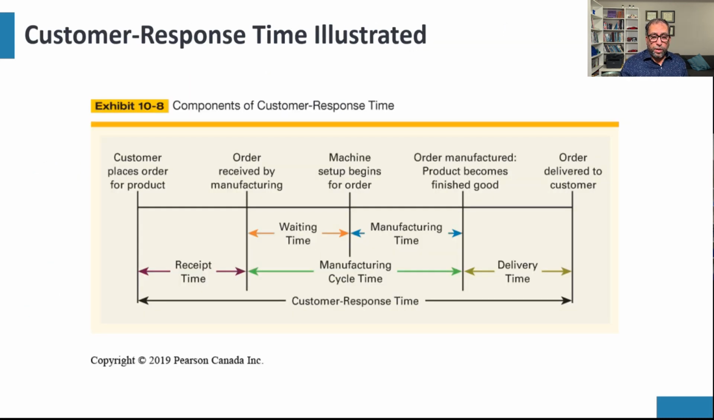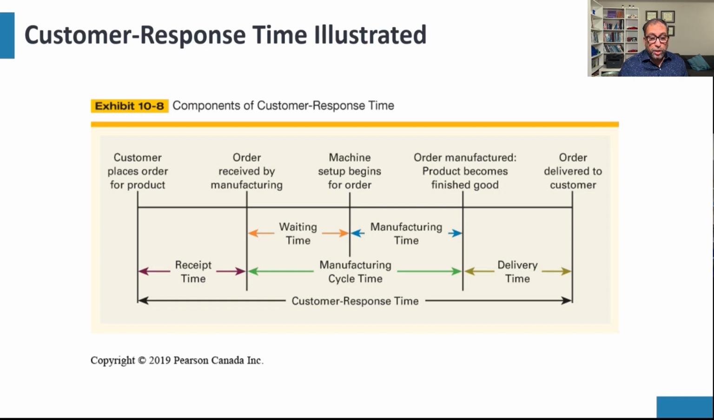Now this graph is representing all these time frames that we are discussing. Here we are saying that the customer places an order for a product. That's the starting time, and then the order is delivered to the customer. So this whole time is what we call customer response time, which is what I mentioned in the beginning.